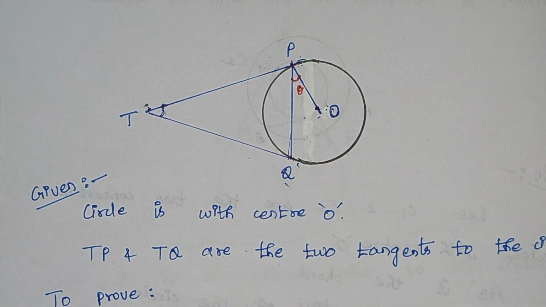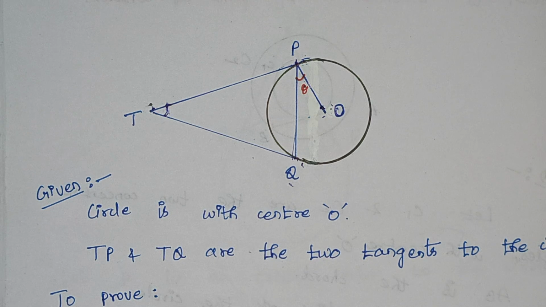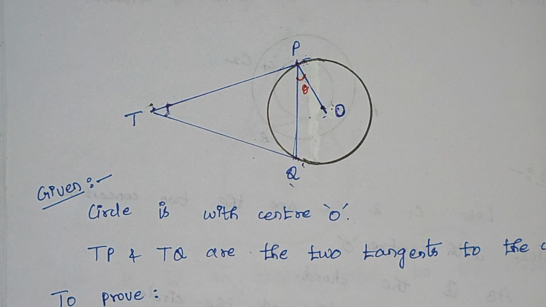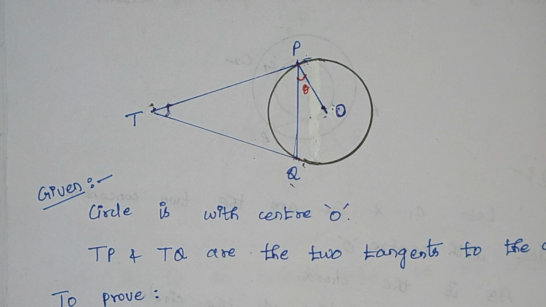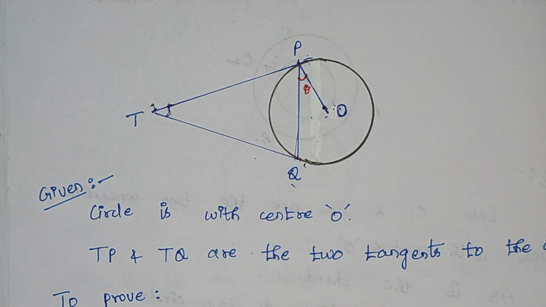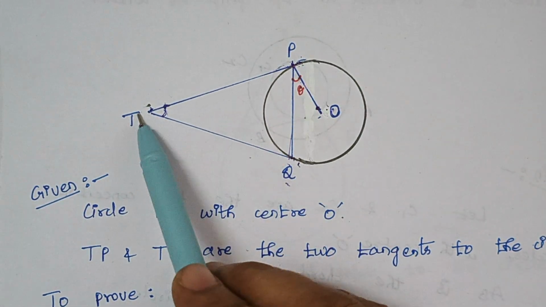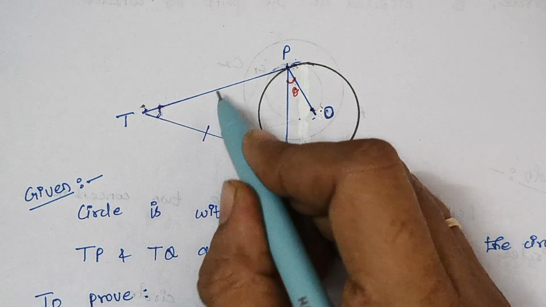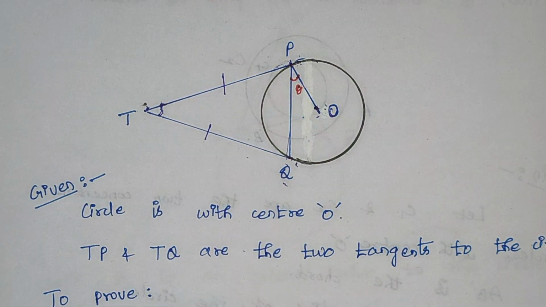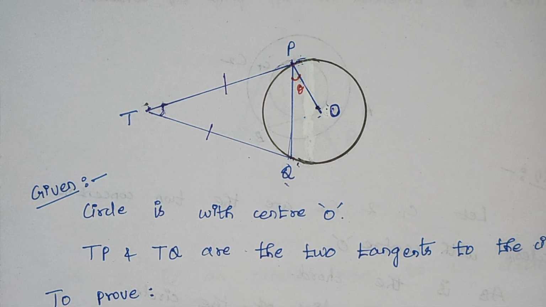What does it mean? Two sides of the triangle are equal. Whenever two sides of a triangle are equal, we can call the triangle an isosceles triangle. In an isosceles triangle, the main thing is that angles opposite to the equal sides are equal. Here this is your triangle TPQ and this side is equal to this side. So the next thing is angles opposite to the equal sides are equal.